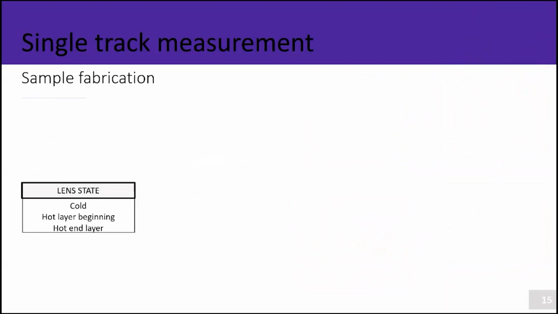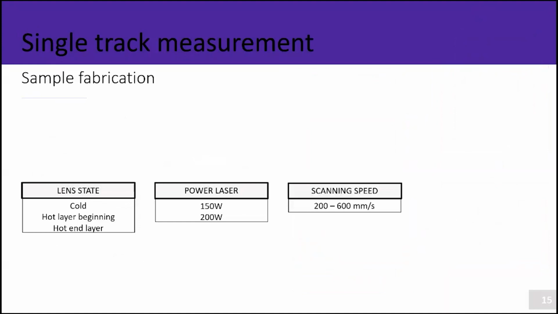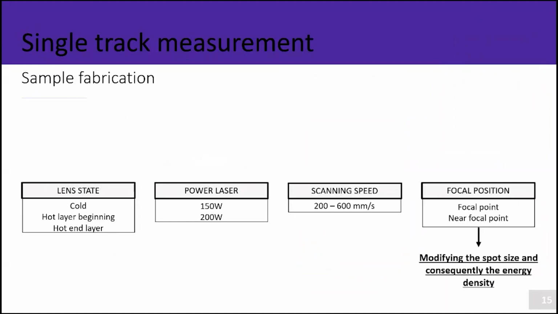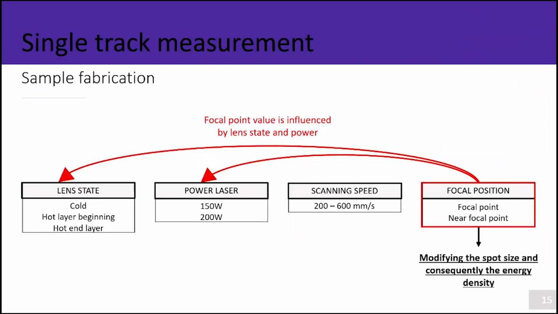So I fabricate with the three states of the lens, called cold, hot layer beginning, and hot end beginning, with a batch of power and scanning speed. And also I modify the focal position. By modifying the position, I modify the spot size, and consequently, I modify the energy density received by the powder bed. And you have to know that the focal positions, as I said before, depend on the laser power and also on the lens states.